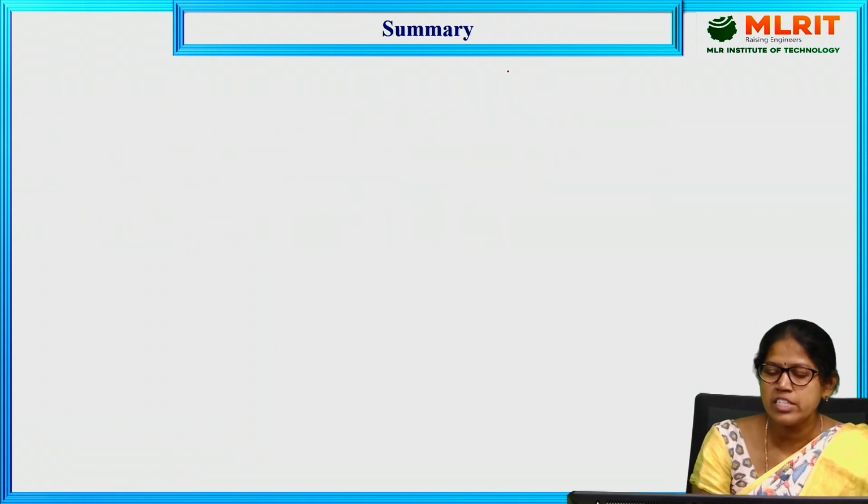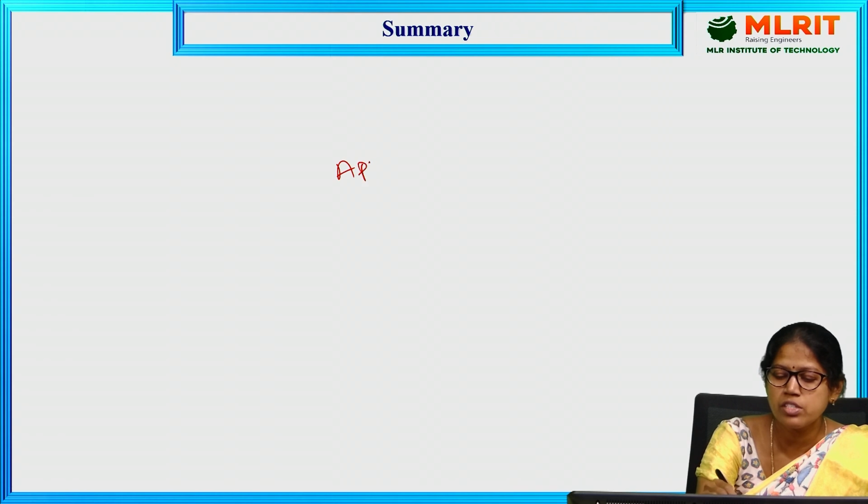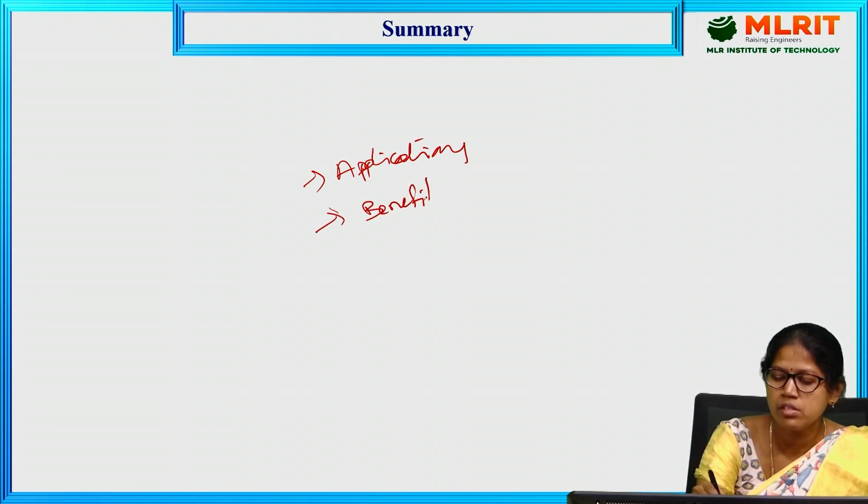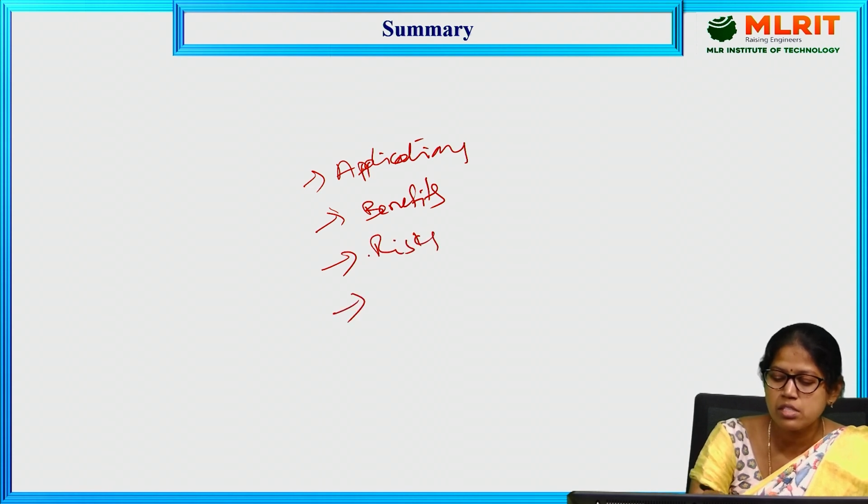So in this session, we have seen various applications of AI. Next one is benefits of AI. What are the benefits? Next one is the risks or challenges of AI. Next one is future of AI.